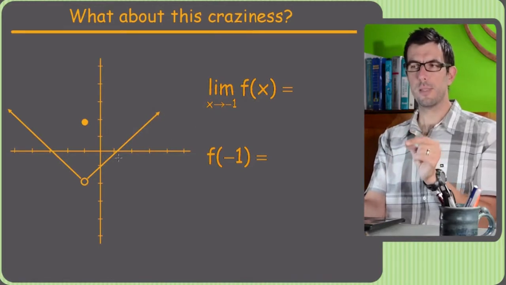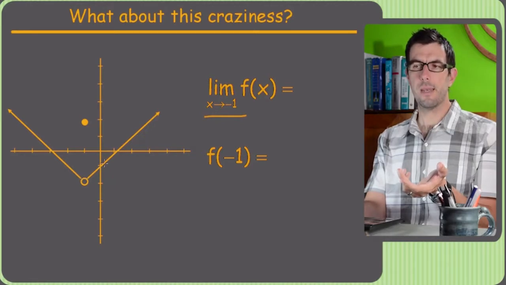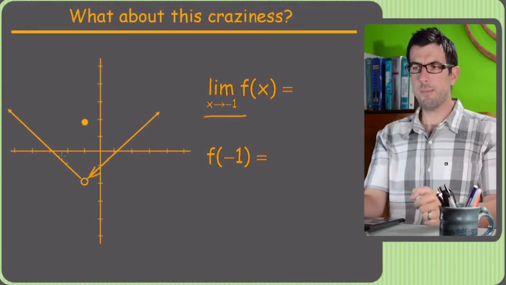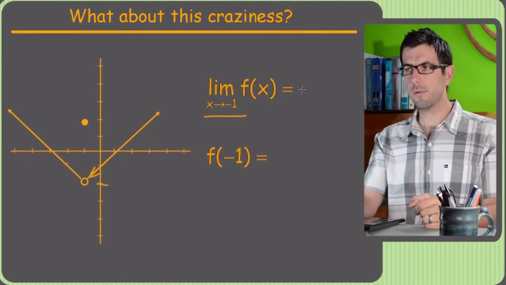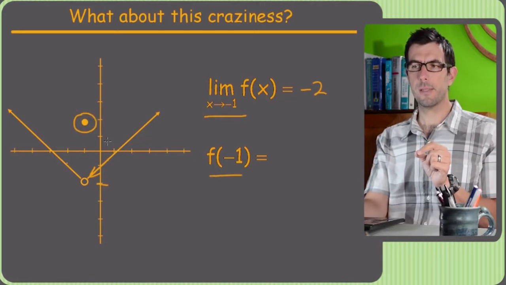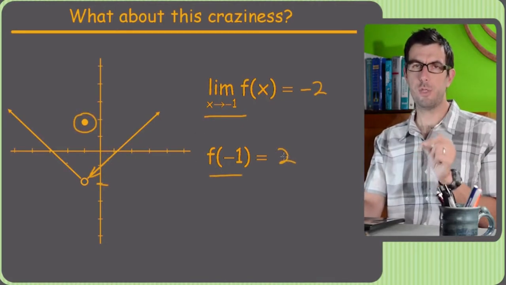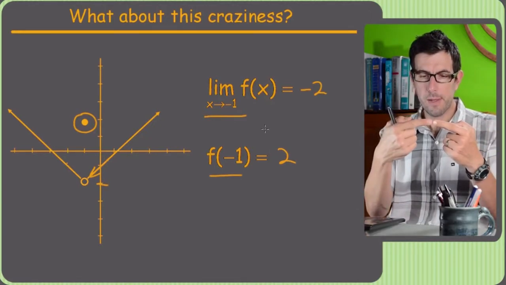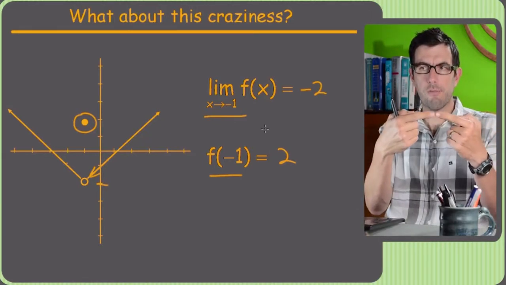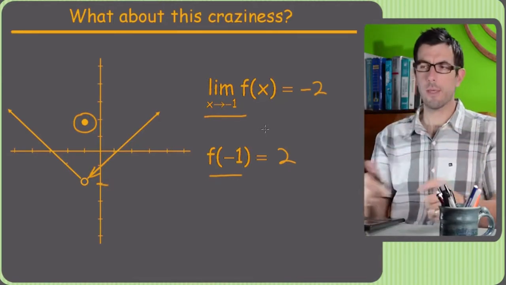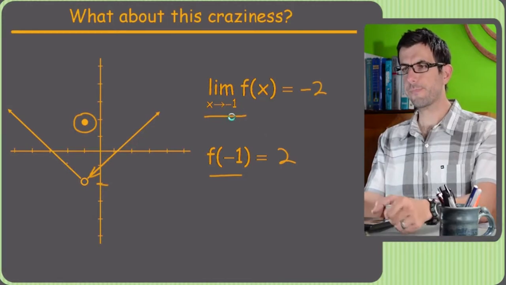If someone asks you what's the limit approaching -1, you just say, oh, well, even though there's an open dot, coming from either direction, it looks like we're headed for that point at the tip of the V, which is at y equals -2. And yet I know that if I plug in -1, that's this point. So that's going to be a y value of 2. So the limit is where do we think we're going to end up as we drive closer along the curve, and then f of whatever, the actual value, is wherever that dot really is, if it doesn't agree.